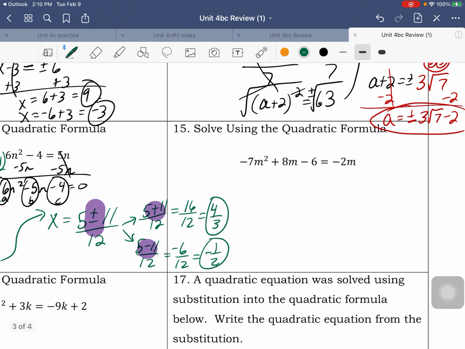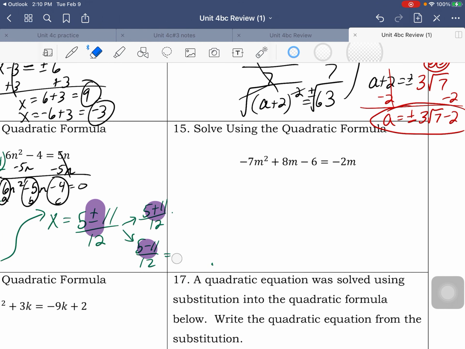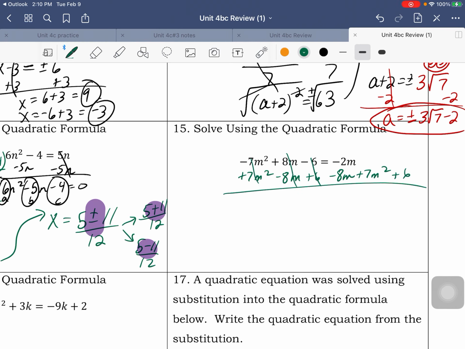All right, number 15. Let's look at that. So we have, I would try to get the a term positive. So I am actually going to move all the terms to the right. I know that's counterproductive. I'm going to do it all in one step. Certainly don't have to. And I'm going to kind of mix it all up. Again, something you just don't have to.